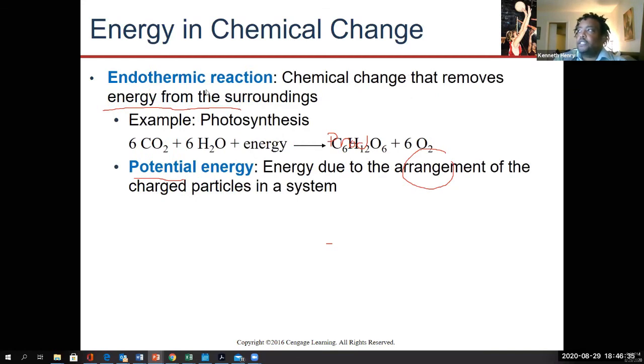An endothermic reaction is removing heat from the surroundings, or absorbing heat, okay? So that means you're going to put it into the reactant. It's going to be one of the reactants, okay?